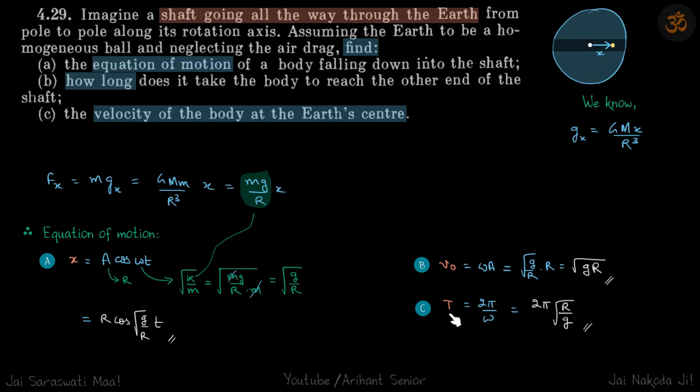Now the time period for the whole SHM is 2 pi by omega. So that is 2 pi root R by g. So these are our answers. All right.